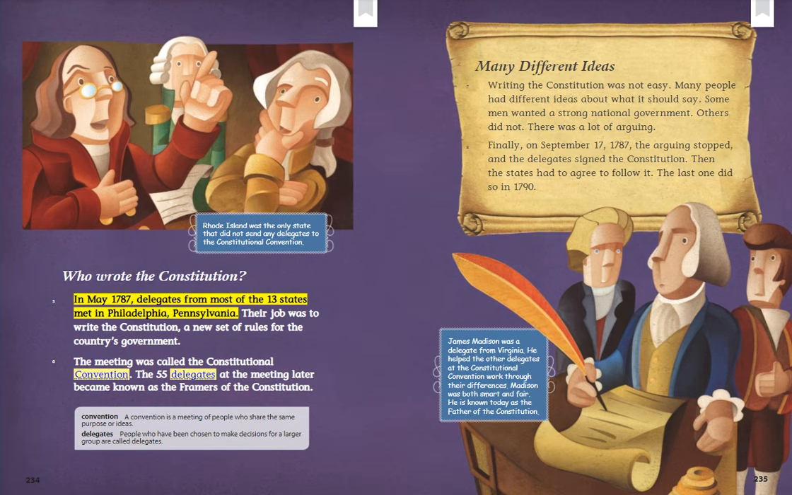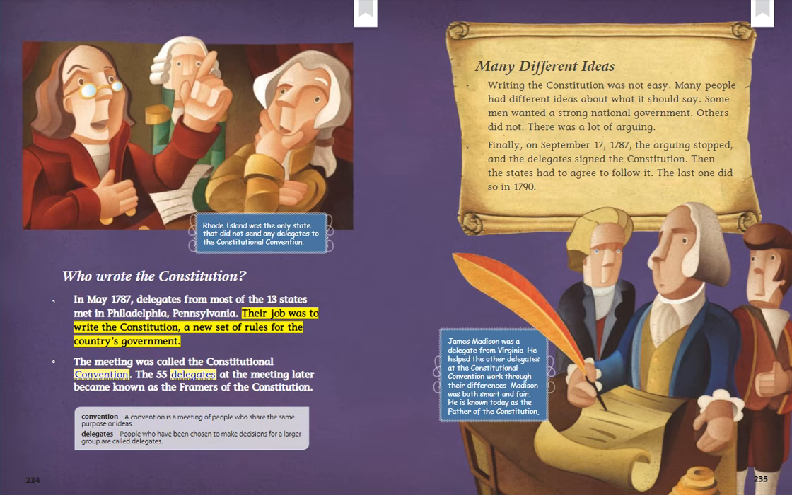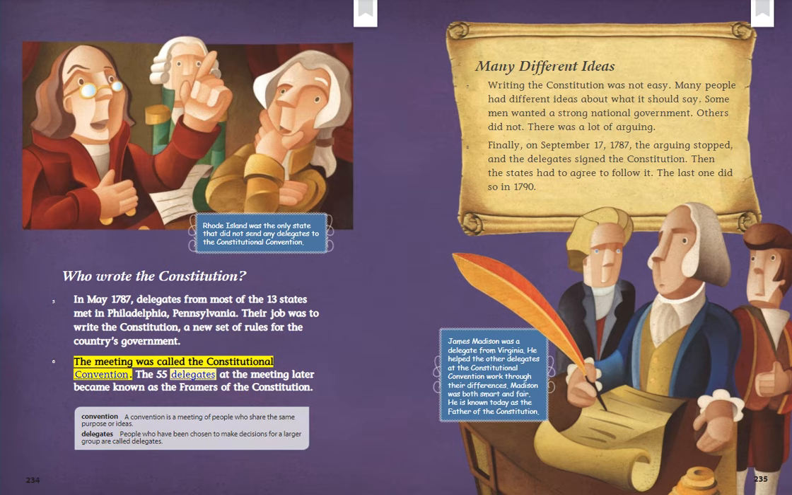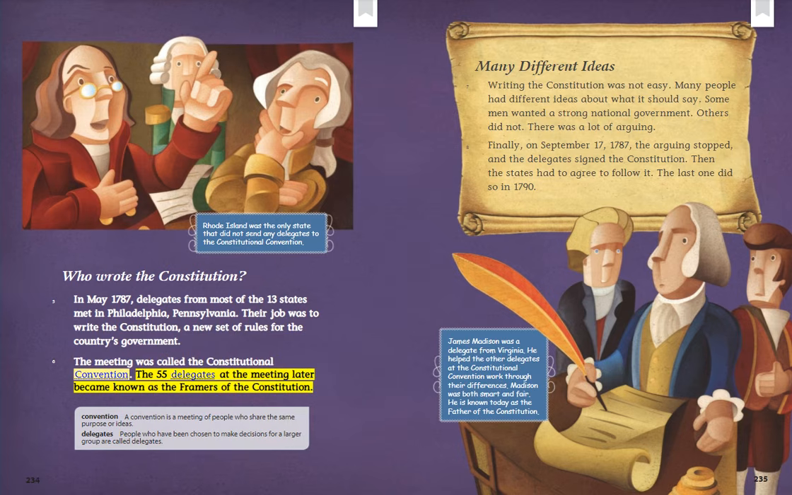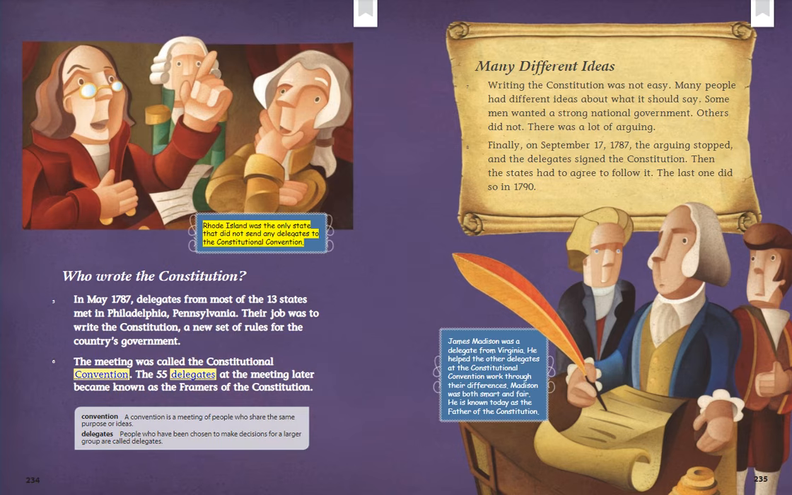Constitution. In May 1787, delegates from most of the 13 states met in Philadelphia, Pennsylvania. Their job was to write the Constitution, a new set of rules for the country's government. The meeting was called the Constitutional Convention. The 55 delegates at the meeting later became known as the framers of the Constitution. Rhode Island was the only state that did not send any delegates to the Constitutional Convention. Convention. A convention is a meeting of people who share the same purpose or ideas. Delegates. People who have been chosen to make decisions for a larger group are called delegates.